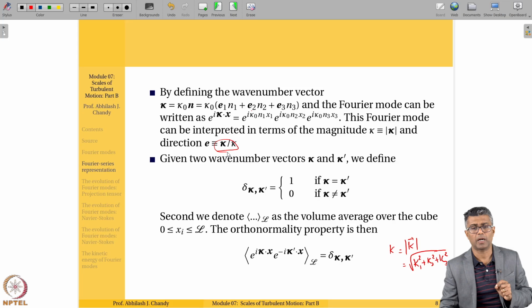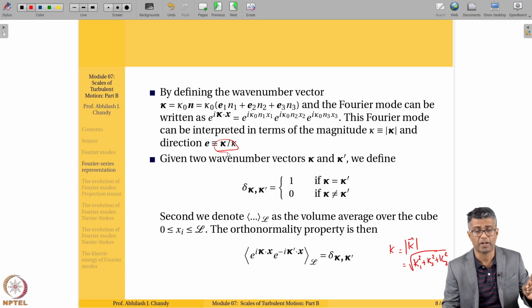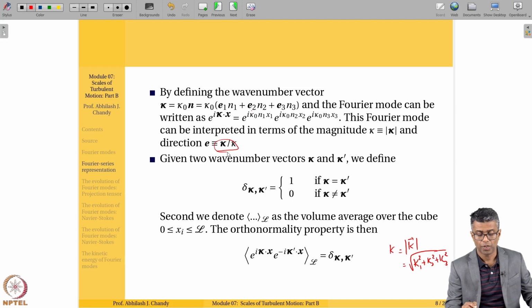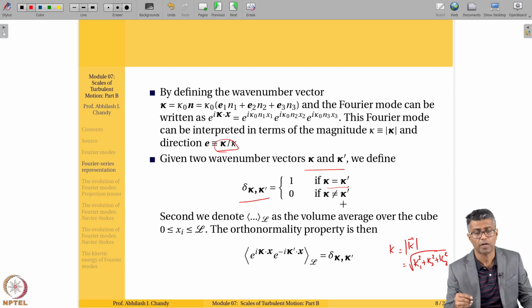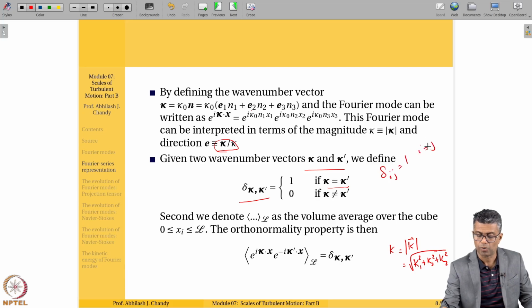Now, a couple more things we want to bring in. If you have two wave number vectors, kappa and kappa prime, then the Kronecker delta, delta kappa kappa prime, is equal to 1 if kappa is equal to kappa prime and is equal to 0 if kappa is not equal to kappa prime. This comes from the Kronecker delta definition, where delta ij is equal to 1 if i is equal to j, and it is equal to 0 if i is not equal to j, isn't it? That is exactly what I've written here. It is equal to 1 if kappa is equal to kappa prime and is equal to 0 if kappa is not equal to kappa prime.